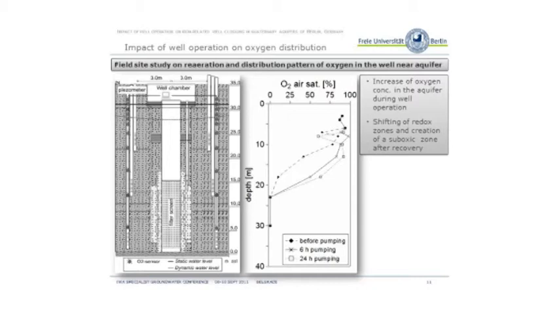At the beginning, before pumping, we have a certain concentration distribution of oxygen in the groundwater, and if we start pumping, we shift the oxygen and the redox zones down to the depth where the filter is situated. Right? And in case of recovery, we shift it back, but there's a formation and creation of a bigger suboxic zone in the aquifer.